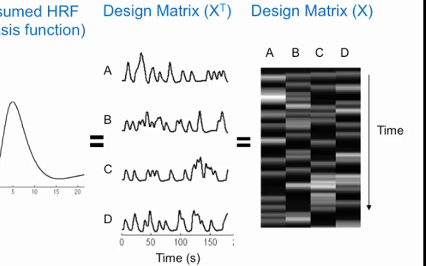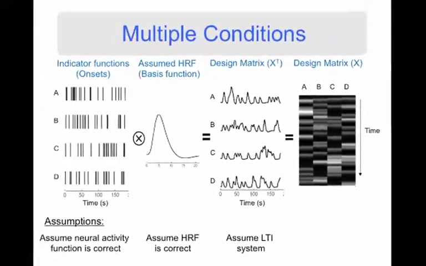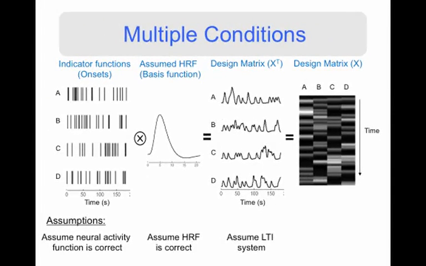Now, each of these are then included in the design matrix as a separate column. And so then we can estimate the amplitude for each column and compare them with each other. For example, we can test whether or not there's a difference between condition A and condition D or something like that. Now, this is a very convenient way of modeling the data, but it makes a number of assumptions.